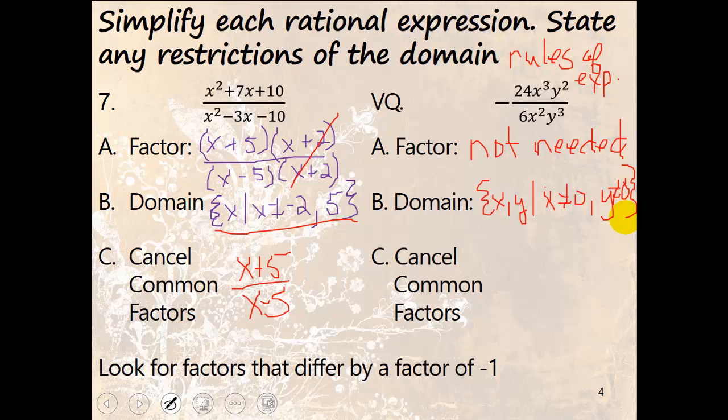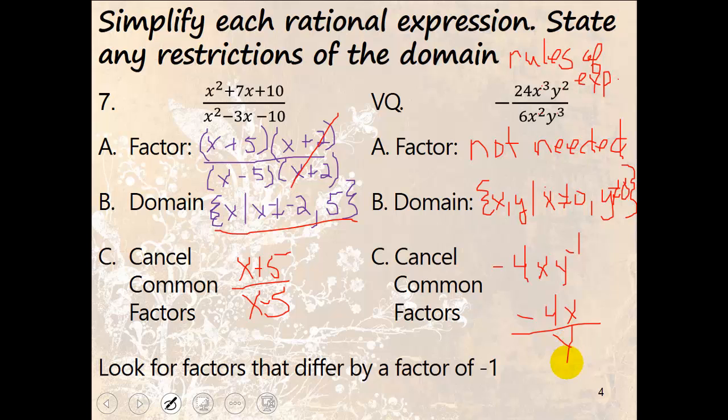Okay. Now, when I cancel with monomials, I just apply the rules of exponents. 24 divided by 6 is negative 4. X cubed divided by x squared is x to the first. Y squared divided by y cubed is y to the negative 1. So I get negative 4x over y.